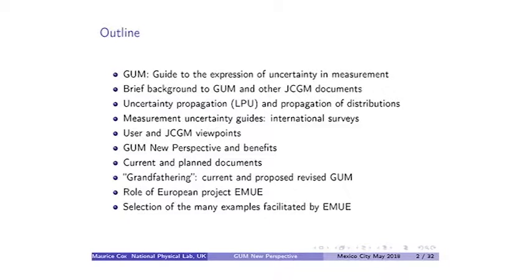I'm going to talk about the current documents in existence relating to measurement uncertainty and the documents being planned. We have something called grandfathering, and I'll mention that later. And I'll mention the role of a new European project which starts in July, which aims to develop a lot of new examples to support the GUM and the other documents.